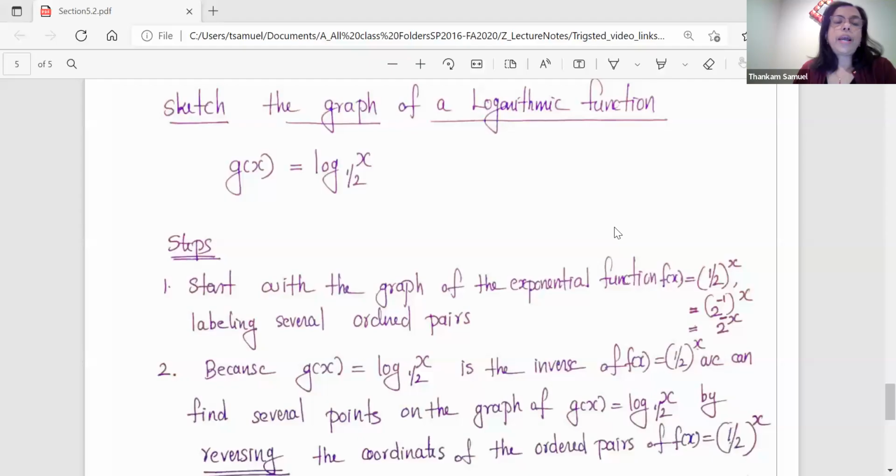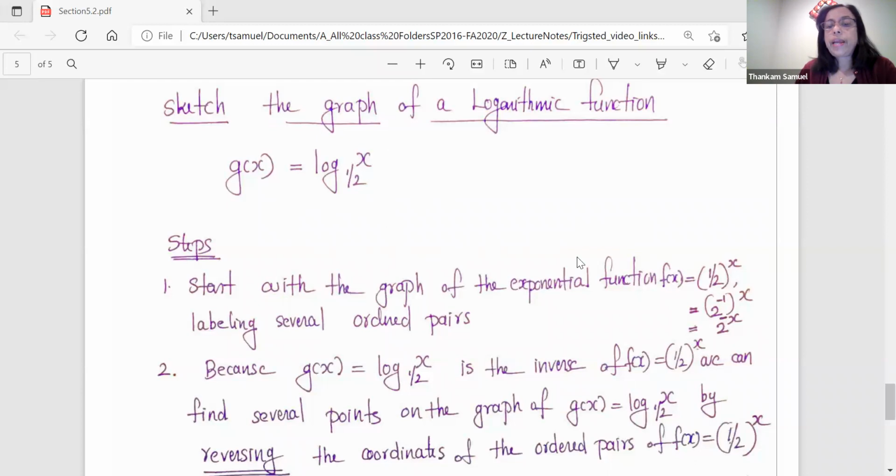Hello, today I am going to talk about graphing logarithmic functions. So let's consider an example. Sketch the graph of a logarithmic function g of x equals logarithm with base 1/2 of x.